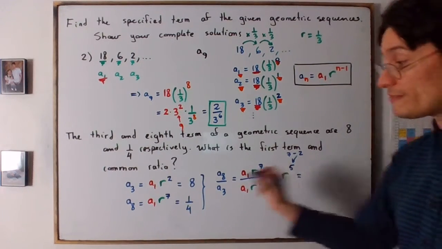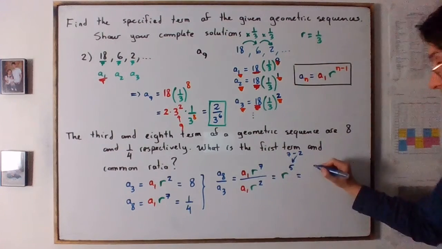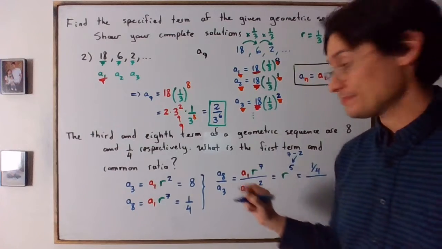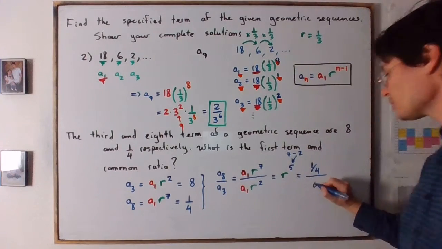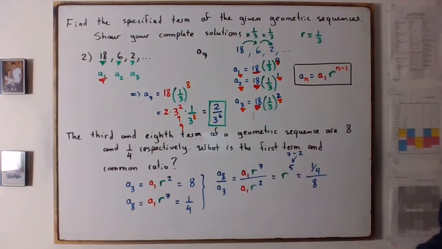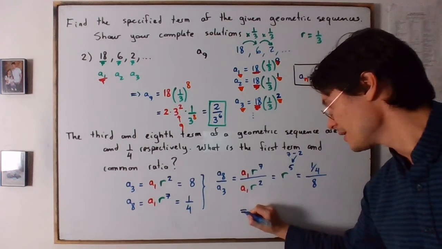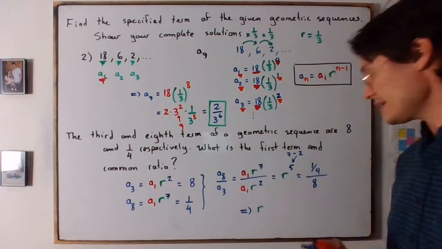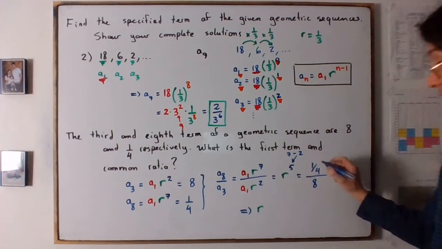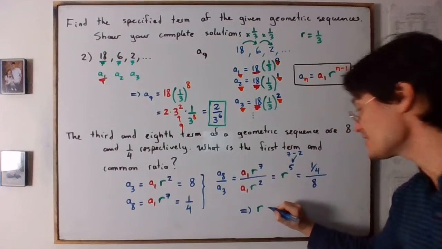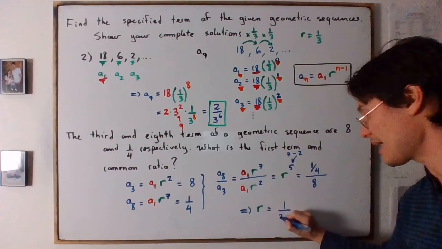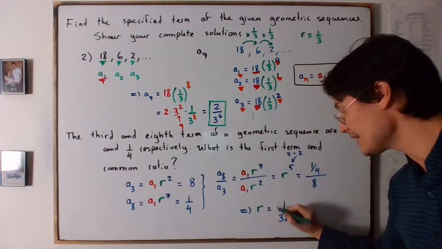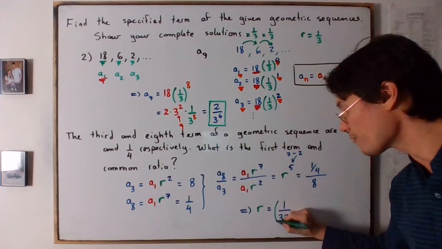And now we know what value it has. We know that A8 is 1 over 4, and we know that A3 is equal to 8. This means that R is the fifth root of this value. Now, 8 times 4 is 32. So let's bring that down. We have 32, and now we need to take it to the power of 1 over 5.